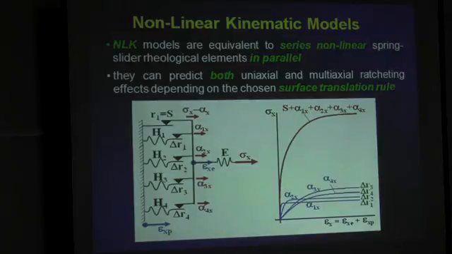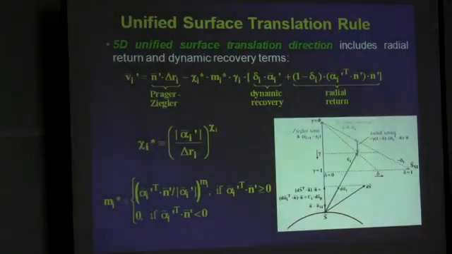And then nonlinear kinematic models are series nonlinear spring slider elements in parallel. So the main difference between this and Mróz's model is that here you have series elements in parallel, and in the other one you have parallel elements in series. The other difference is that here the springs are nonlinear, and in Mróz they were linear, with piecewise constant, the general plastic model. And here we can predict both uniaxial and multiaxial ratcheting.